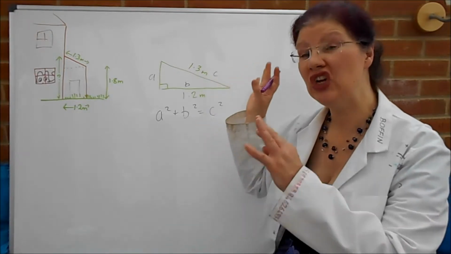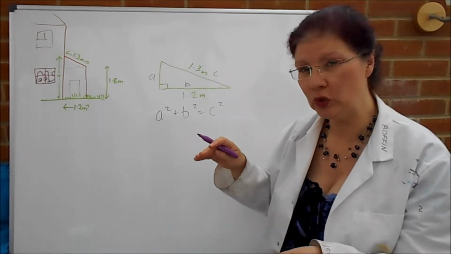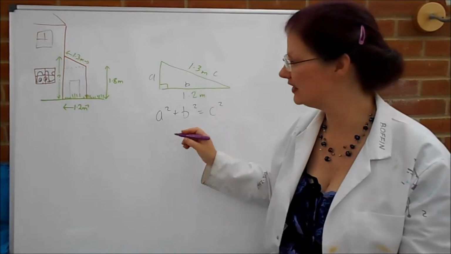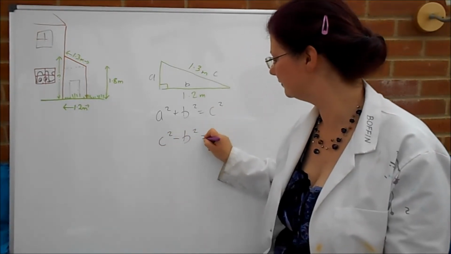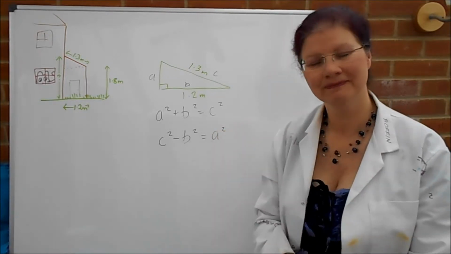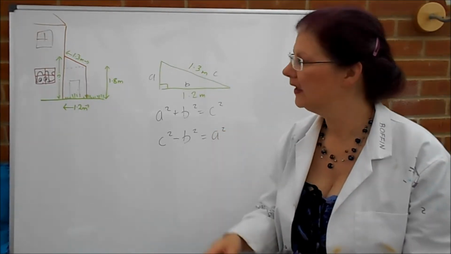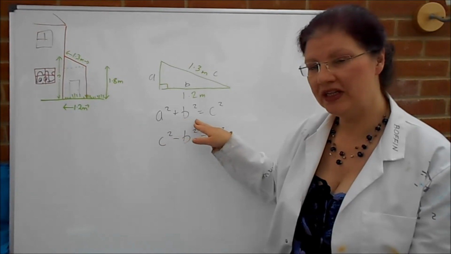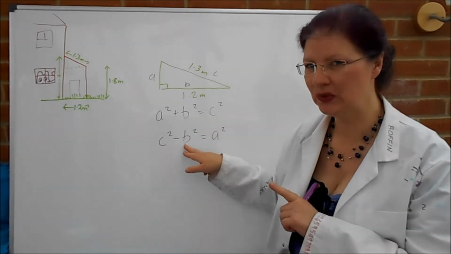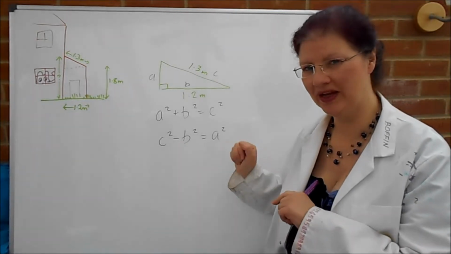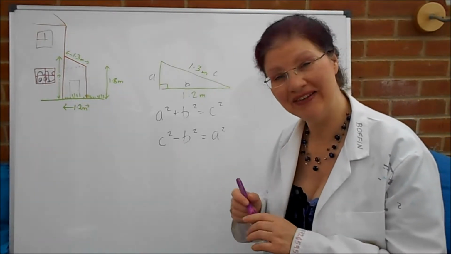But in this case, we've got the long side and we want one of the short sides. So we're just going to rearrange this slightly. Or if you prefer, short squared plus short squared equals long squared. So long squared take short squared equals short squared. Whichever way round you like to do it, here are the numbers.